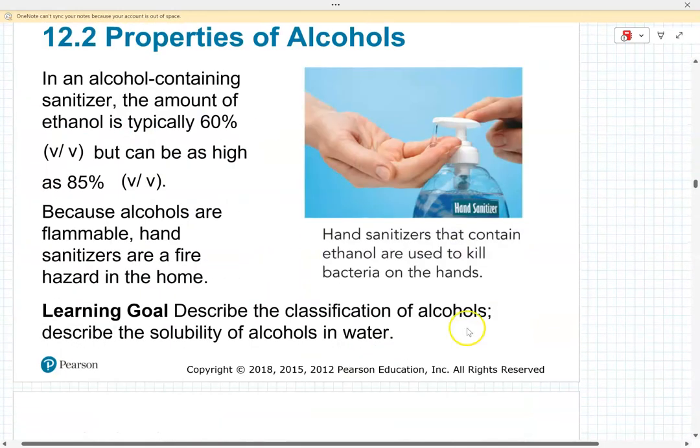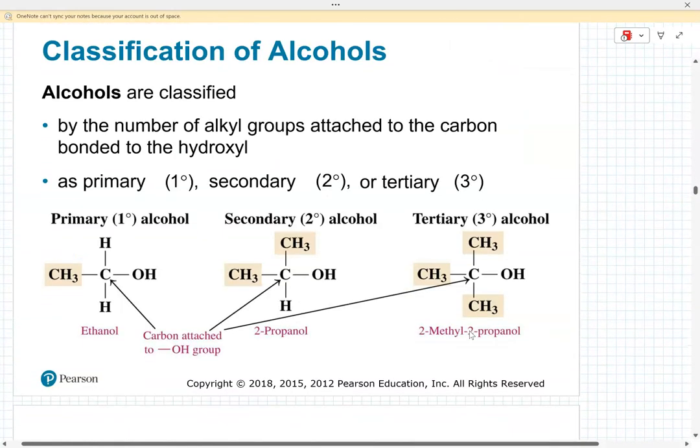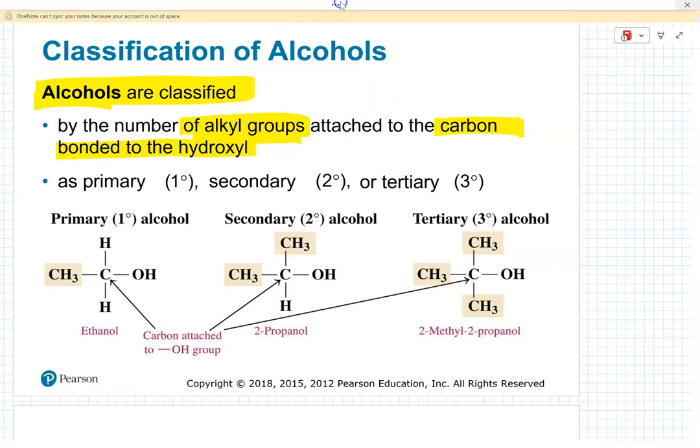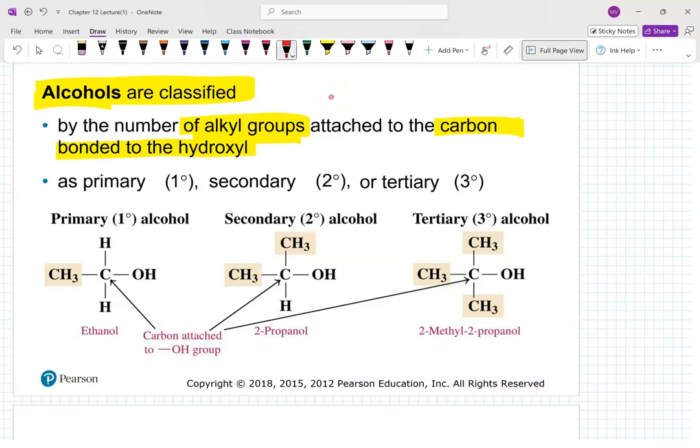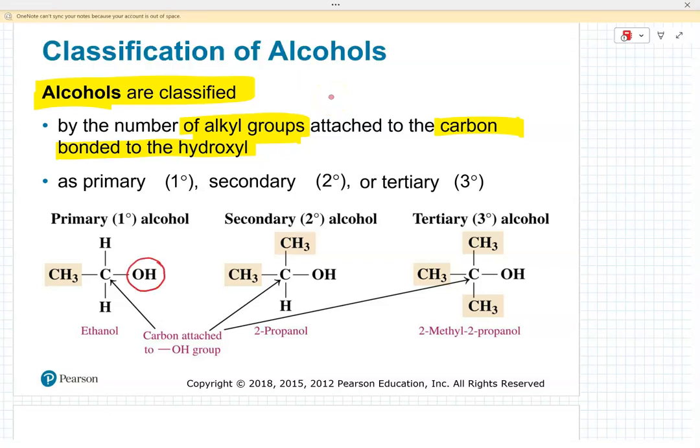Okay, the properties. There are several classifications. This one is very important: primary, secondary, and tertiary alcohol. So what makes an alcohol primary, secondary, or tertiary? Basically, the number of carbons that are attached to the carbon that is bonded to oxygen. Okay? So, I'm going to illustrate it. This is the hydroxyl group with the oxygen. You follow?